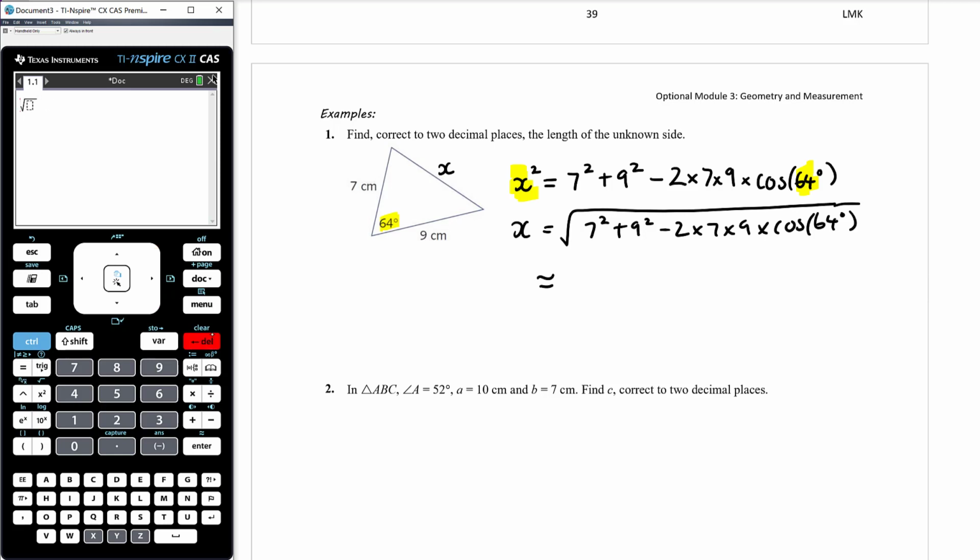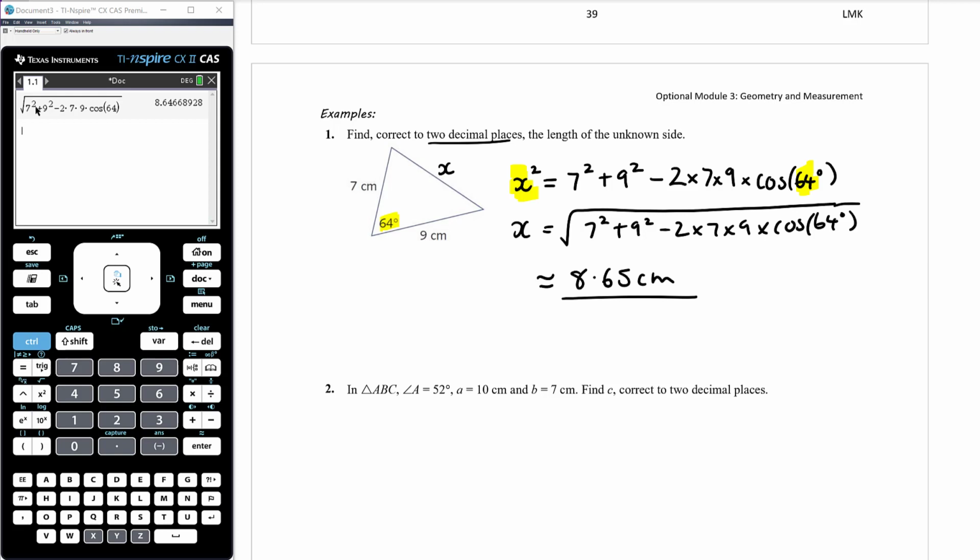Sorry, the computer version of the CAS always puts the cursor in strange places. Alright, 7 squared plus 9 squared minus 2 times 7 times 9 times cos of 64. Control Enter. We want two decimal places, the length of the unknown side. It's approximately 8.65 centimetres.